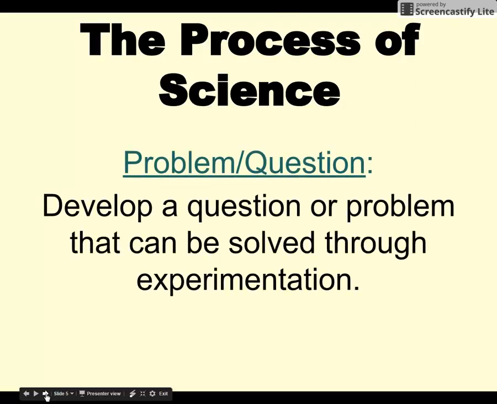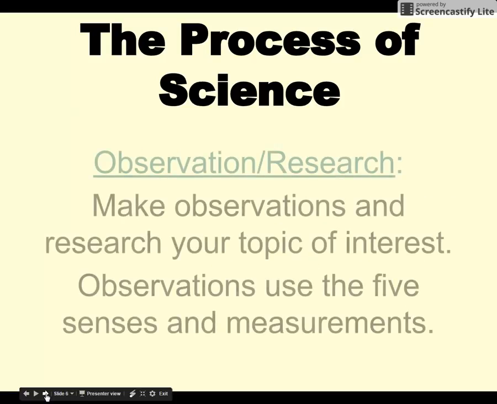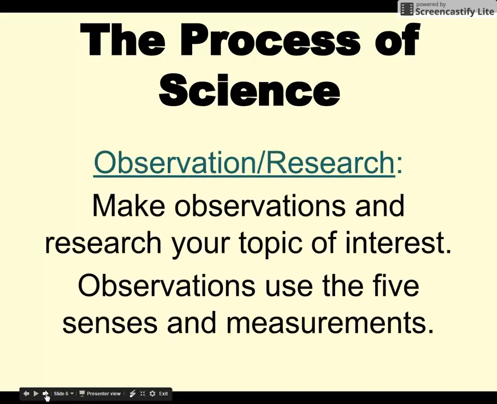In the process of science, the problem or question often begins the process, but can sometimes come later after investigation. The problem or question is developing a question or problem that can be solved through experimentation. Observation and research is then making observations and researching your topic of interest.